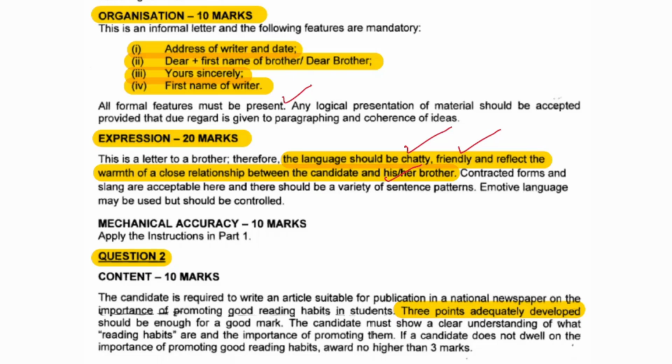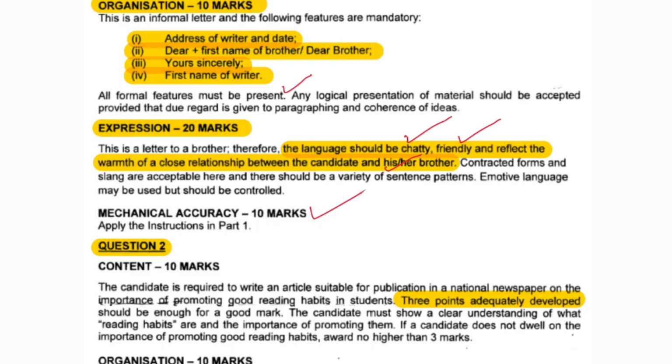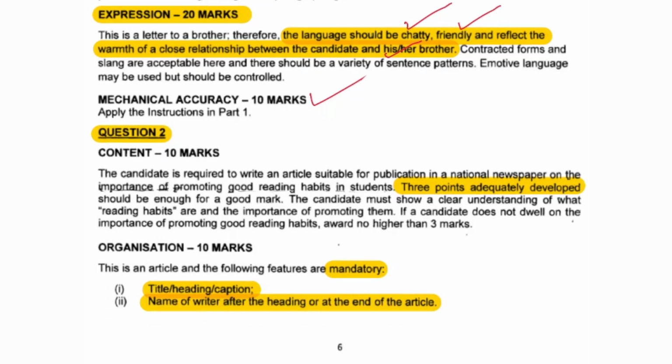Look at this: you have been told that you can use contracted forms and slang, but of course they should be with a variety of sentence patterns. Okay, so these are guidelines that will help you to effectively write a very good letter to your brother and score the mark as expected. For mechanical accuracy, we'll discuss at length about that, and so it is the discussion that we had before that will be used to grade you appropriately. Okay, so now we can move on to question 2.